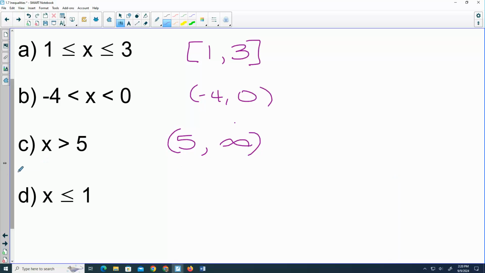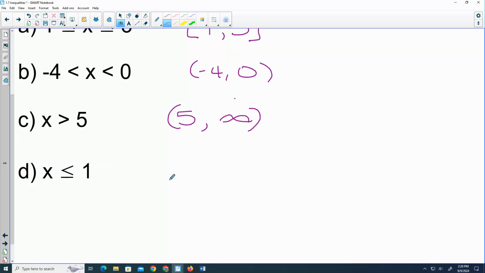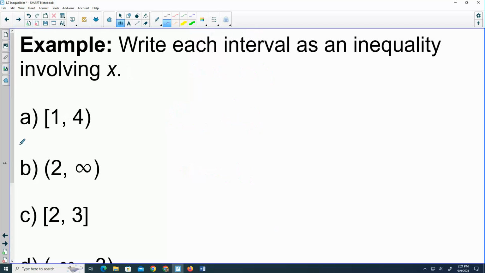Last one, if I said x is less than or equal to 1, what would we write? Negative infinity with a parenthesis, comma, 1 with a bracket. Is this stuff familiar so far? Okay. Here's the other way.